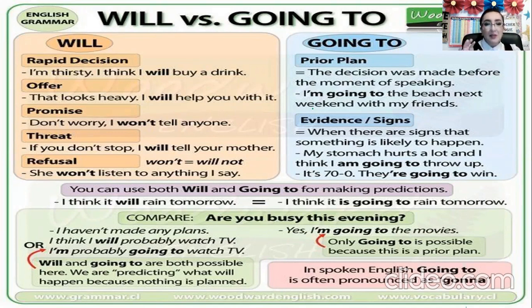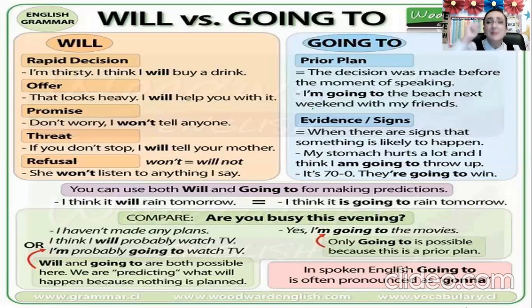Okay, for example, imagine that you have been thinking about a special moment where you can ask your lady if she wants to be your girlfriend, okay? That is an example of going to, that you have been planning since a long time before the situation that you are going to be mentioning, okay? That's the difference between will and going to.